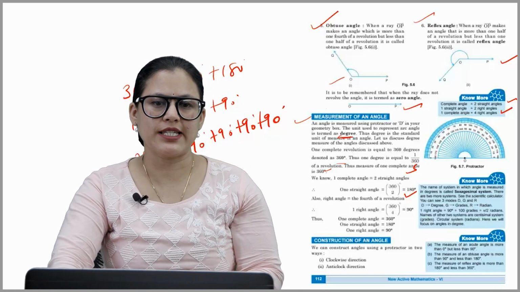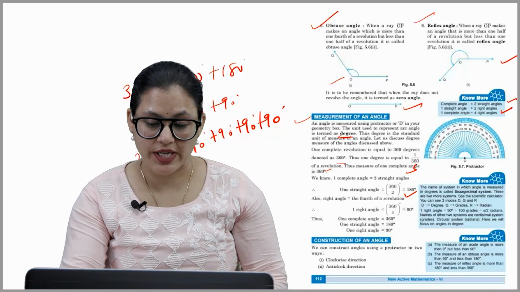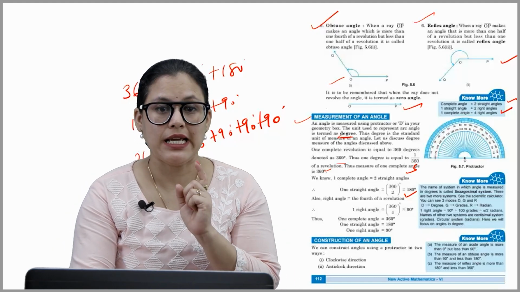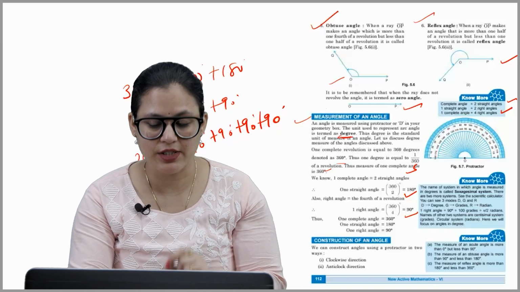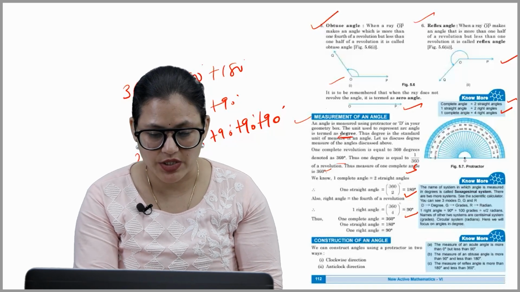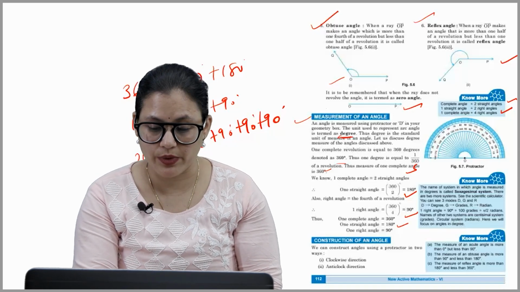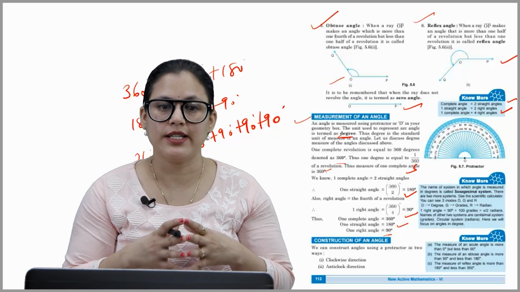Also, right angle is equal to the fourth of a revolution. Therefore, one right angle is equal to 360 degree by 4, that is 90 degree. Thus, one complete angle is equal to 360 degree, one straight angle is equal to 180 degree and one right angle is equal to 90 degree.